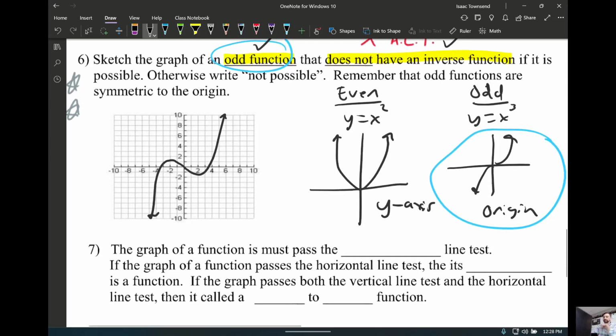All right, and then question 7 is basically vocab. To be a function, it has to pass the vertical line test. If it also passes the horizontal line test, then its inverse is a function. And if it passes both, we call that one-to-one.